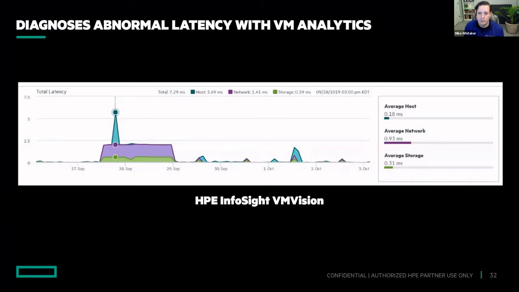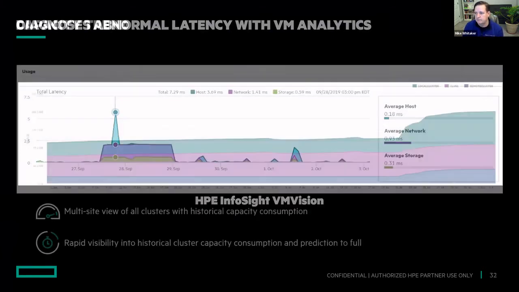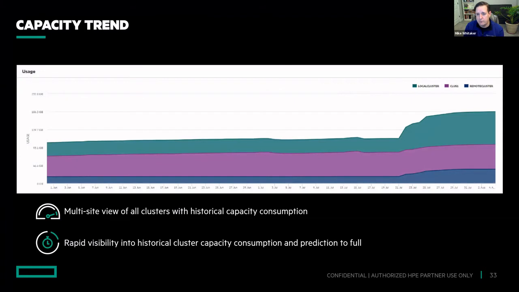Once I know it's the host, there are some contextual menus in here that I can click, and it'll tell me what was going on at that host at that particular time frame, and what was going on with the other virtual machines that are on that host at that particular time frame. Knowing where to look versus just searching for a needle in a haystack can save you tons of time.